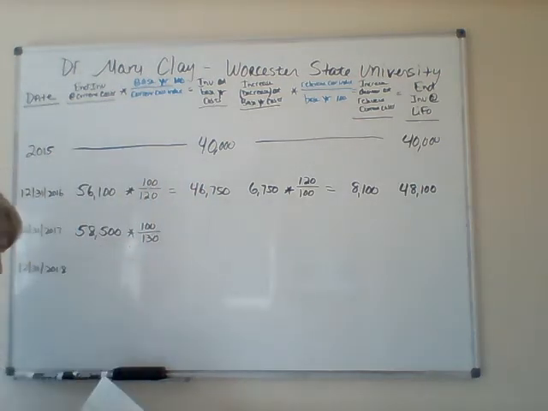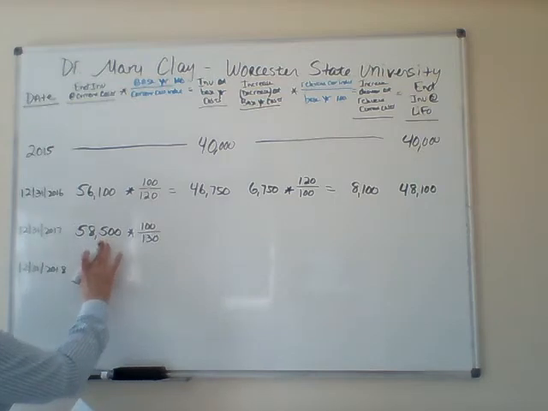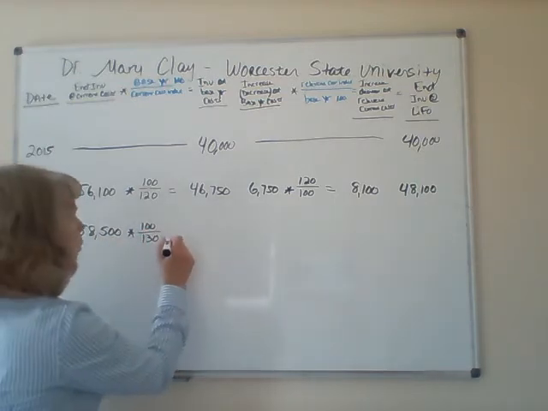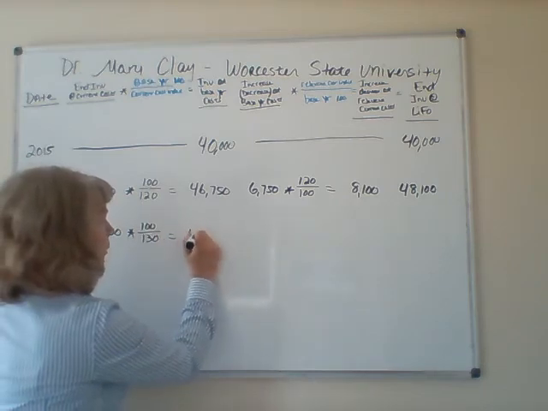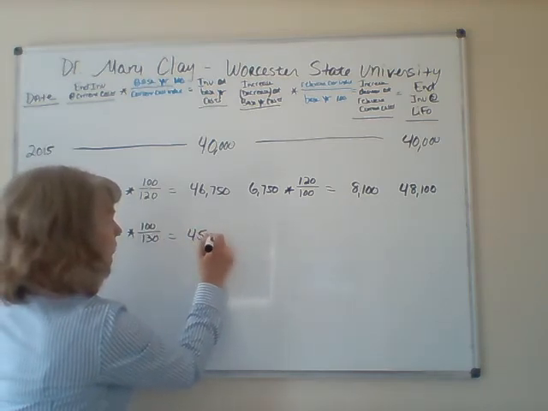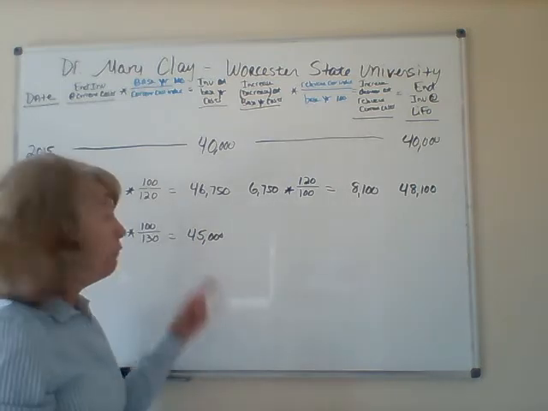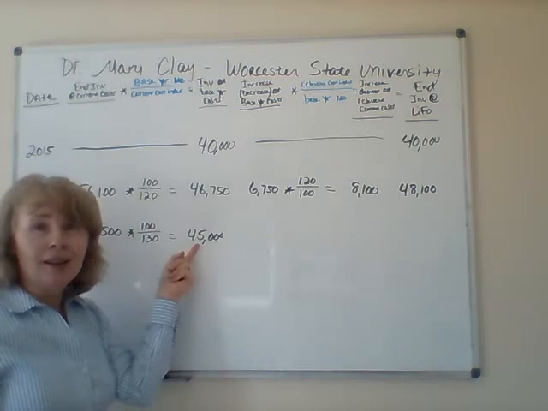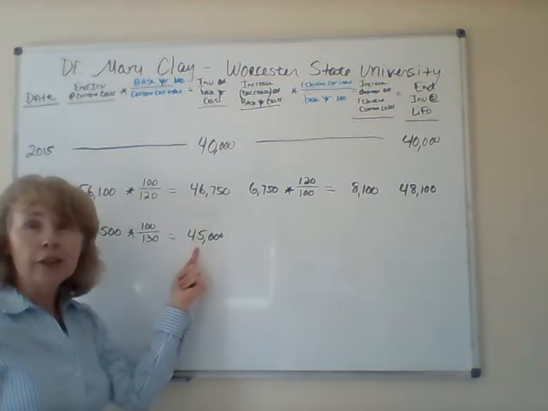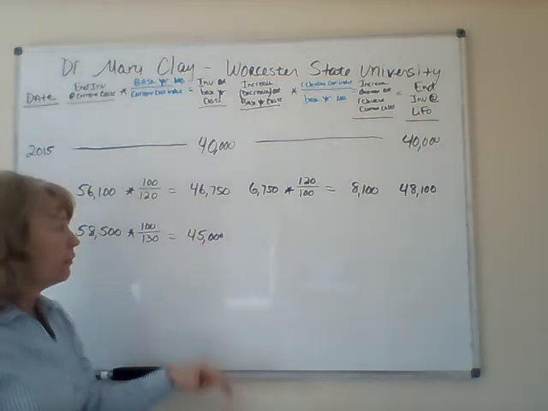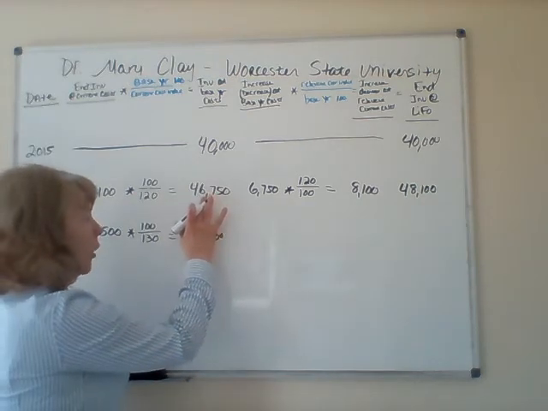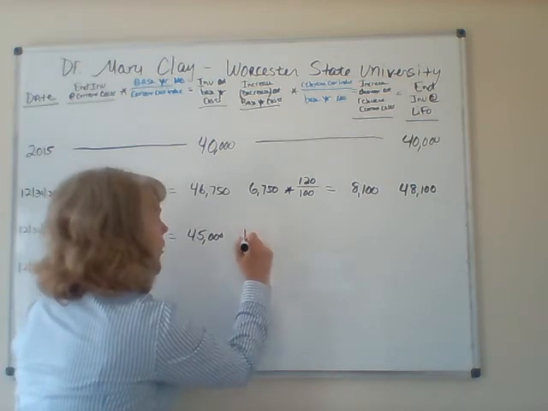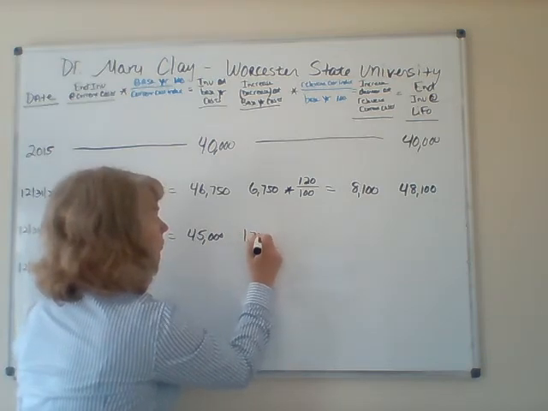All right, so now I multiply it across, 58,500 times 100 divided by 130, and that equals, watch this everybody, 45,000. All right, I look at the very layer before. Now I'm at 45,000. Uh-oh, I have a negative number. All right, so I take the difference between the two, 46,750 minus 45,000. I better show this in parentheses.